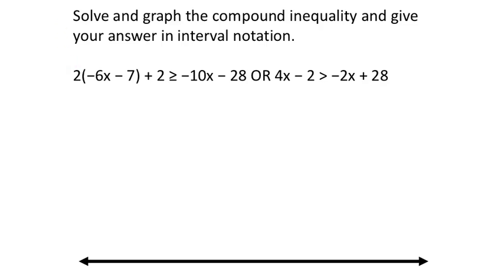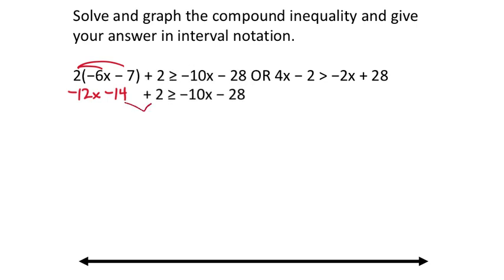Same idea. Let's start by just solving these. So I'll do this first one in red again. Two groups of negative 6x would be negative 12x. Two groups of negative 7 is negative 14. Nothing else. There was no other distribution there, so I'm just dropping the rest.